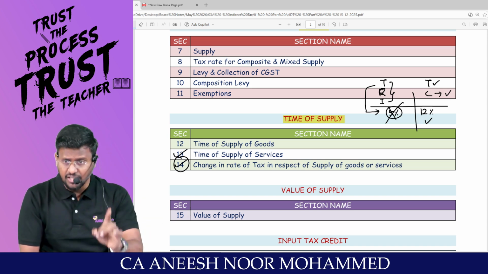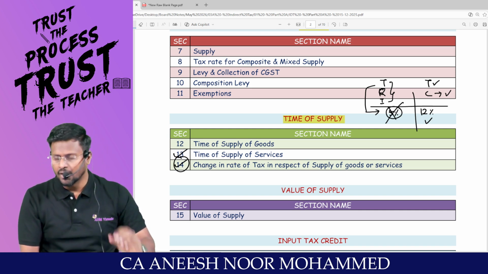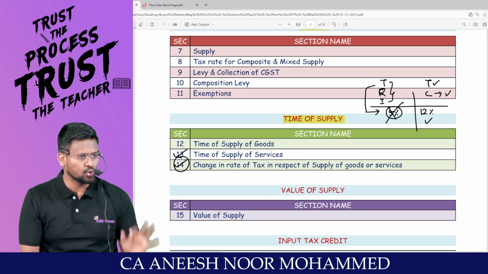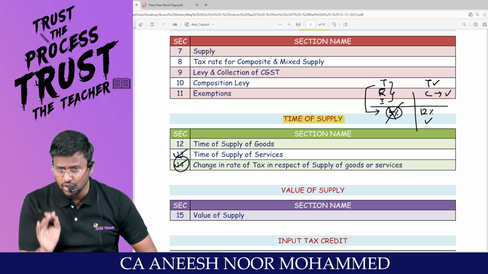If there is a change in the rate of tax, at what rate are you liable to pay GST to the department? That's what the change in rate of tax means. So, time of supply in case of change in rate of tax.